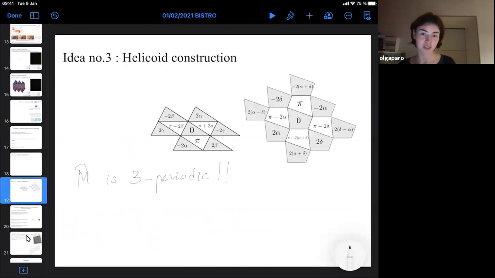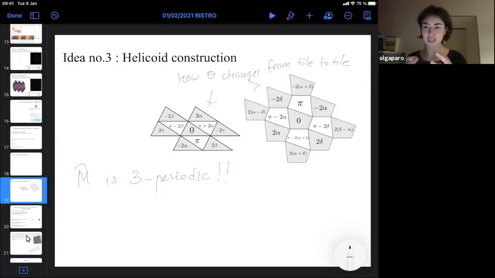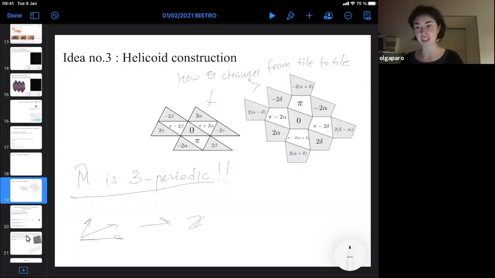And tiling billiard trajectories, so these pictures correspond to how theta changes from tile to tile. And this existence of folding and quasi-periodicity give us that M hat is three-periodic, and tiling billiard trajectories are just connected components of horizontal sections of the surface. And then you can deform the lattice of periods of M hat to be a standard lattice Z3, and the horizontal plane will become any plane. The problem of the study of tiling billiard trajectories will become Novikov's problem.